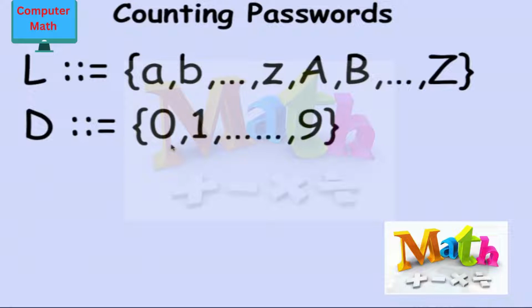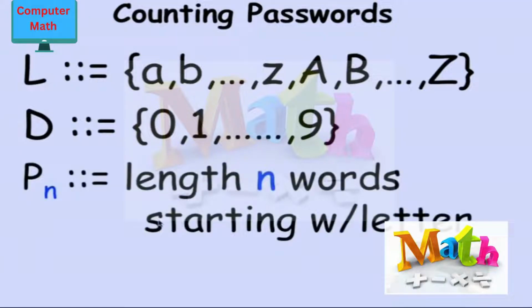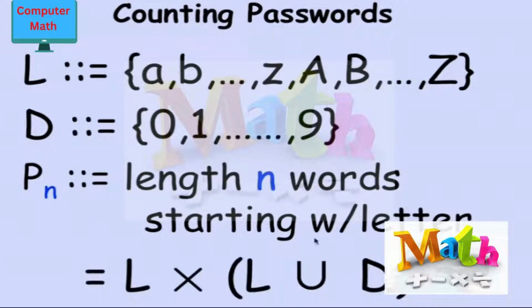And let D be the set of digits from 0 through 9. Then we said that passwords are supposed to be between 6 and 8 characters long, but it's actually easier to just use length as a parameter. So let's think about words of length n that satisfy the password conditions. So Pn is going to be the length n words starting with a letter, which is one of the password constraints.